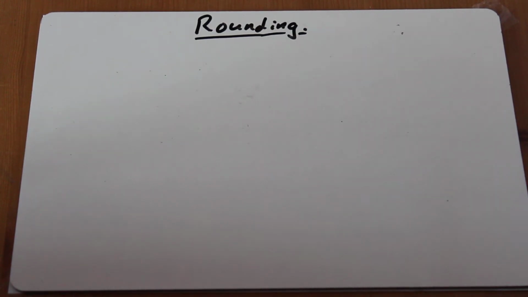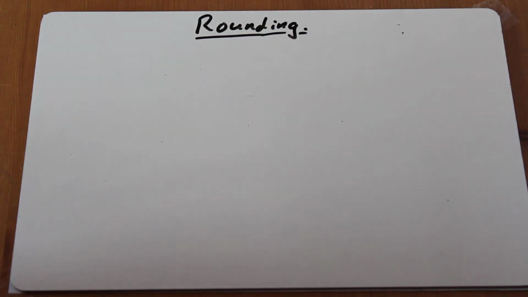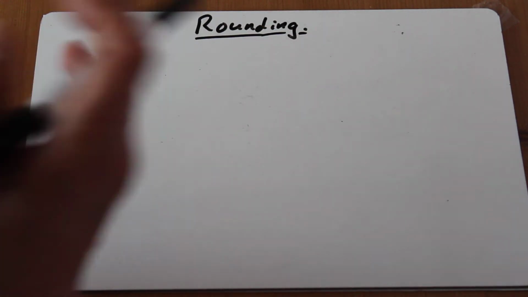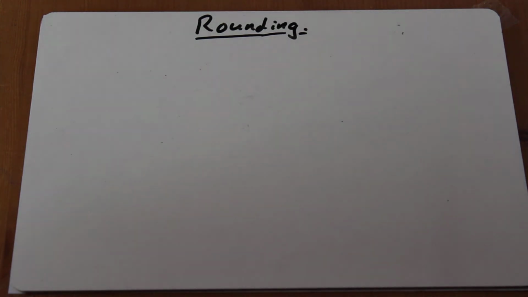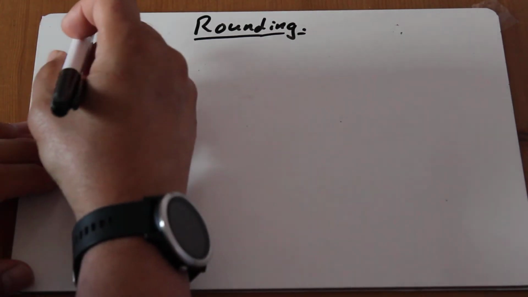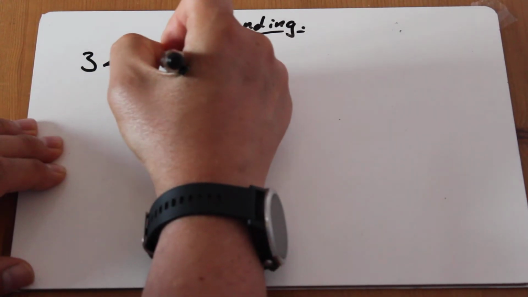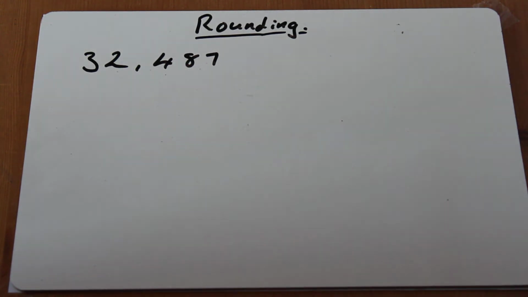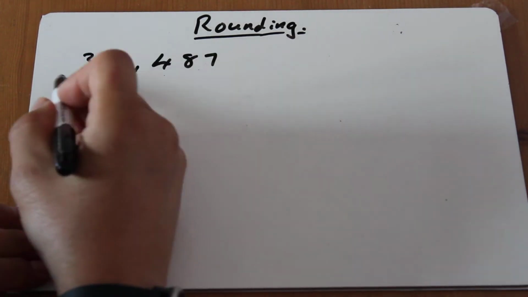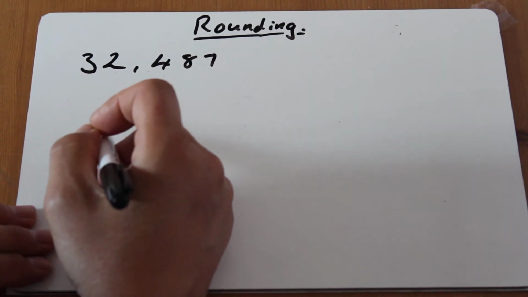Okay, so today we're going to be looking at rounding, or to give it the correct term, approximation. I chose rounding because it's shorter to write. So if you imagine an attendance at a sporting event, let's say that there were 32,487 people at a sporting event. We could take this number and write it to a variety of answers.